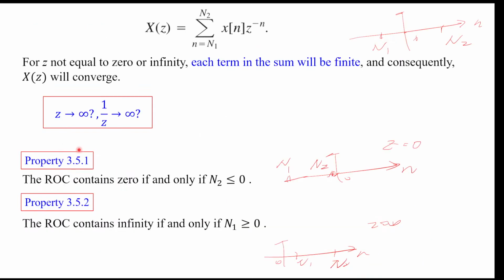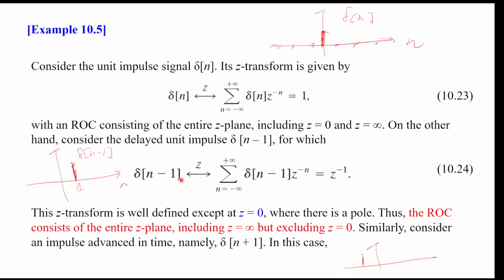And we check those two properties. Now both n2 and n1 are equal to 1. We see that only property 3.5.2 is satisfied, and the other one doesn't. So the ROC for delta of n minus 1 doesn't include 0, but includes infinity.